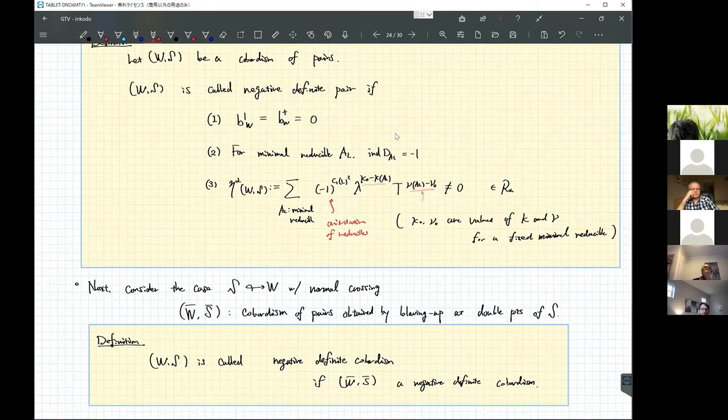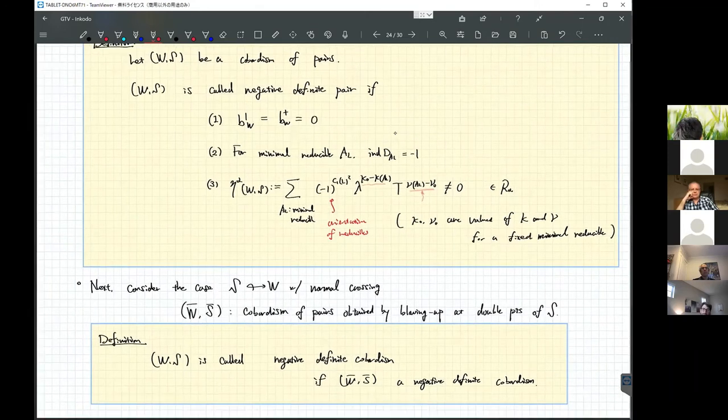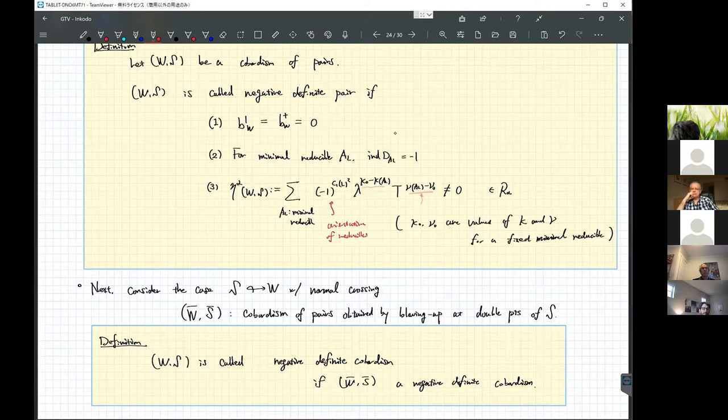Okay, and next we consider the case when S is immersed in W with normal crossings. Then we can consider the cobordism of pairs obtained by blowing up at double points of S. So in this, S bar is an embedded surface. And we can extend the definition of negative definite cobordism to cobordism of pairs with S immersed. W and S is called negative definite cobordism if its blow up is a negative definite cobordism.